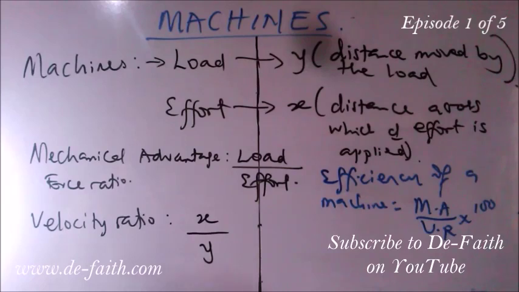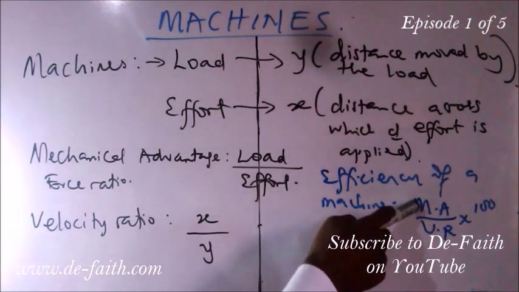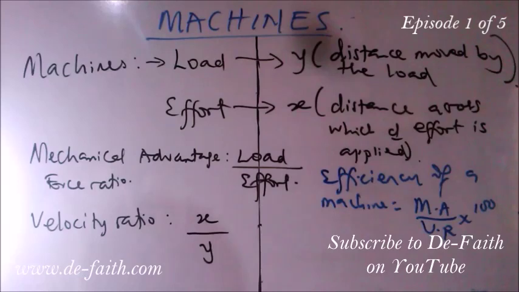Sometimes the mechanical advantage is equal to the velocity ratio. Now in this case, it means that the efficiency of the machine is 100% and there is no friction, because it is friction that mostly causes the mechanical advantage to be lesser than the velocity ratio.